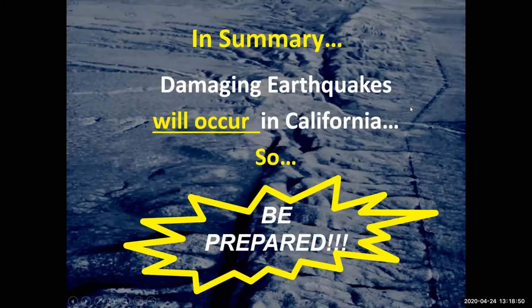But the bottom line is there's absolutely no question that in the future, although we don't know when, damaging earthquakes will occur in California. Over the short term, they're completely unpredictable. So the take-home message here is we have to be prepared.